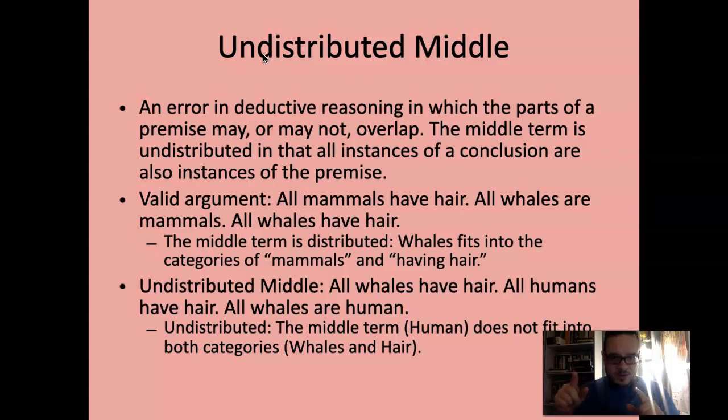The middle term is distributed. Whales fit into the category of mammals and having hair. Undistributed middle: all humans have hair, all whales are human, therefore all whales have hair. The middle term, human, does not fit into both categories, whales and hair.